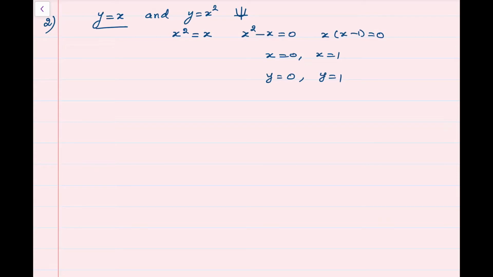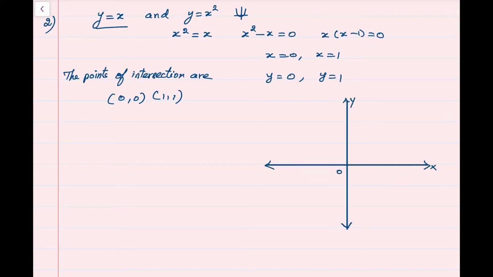The points of intersection are 0, 0, 1, 1. Let us draw the figure. 1, 1 and 0, 0 are the points on the curve and it is an upward parabola. The parabola equation is y equal to x square. Let us join 0, 0 and 1, 1 to get the line y equal to x. Area is between these two curves. Let us draw the limit line. Area is between two curves.